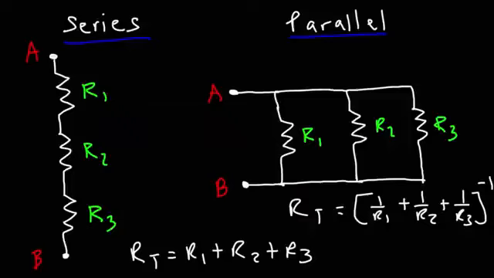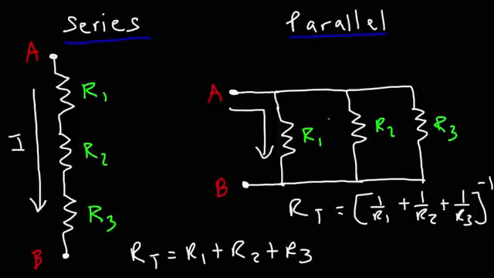In a series circuit, there's only one path for the current to flow, and this is the only path that it can flow from A to B. In a parallel circuit, there's multiple paths for the current to flow. Going from A to B, the current can flow through R1, it can flow through R2, and it can flow through R3. And so that could help you to distinguish whether two components are connected in series or in parallel. If there's only one path for the current to flow, it's connected in series. If there are multiple paths for the current to flow, it's connected in parallel.